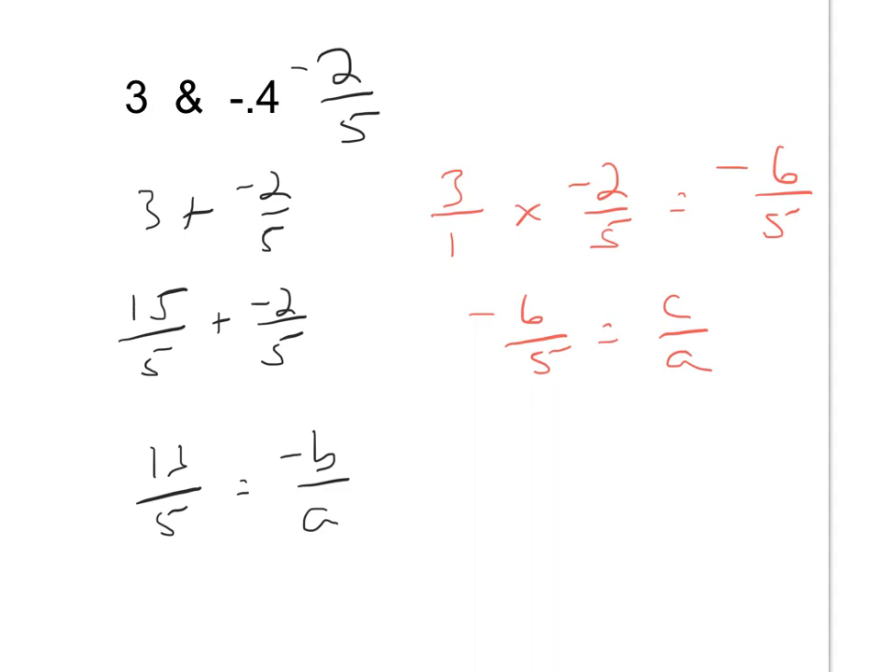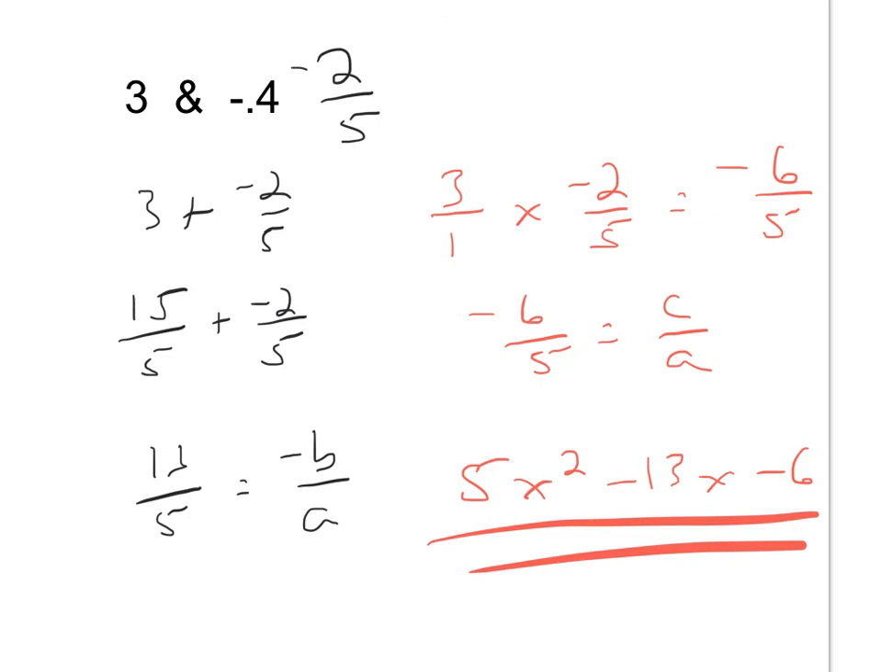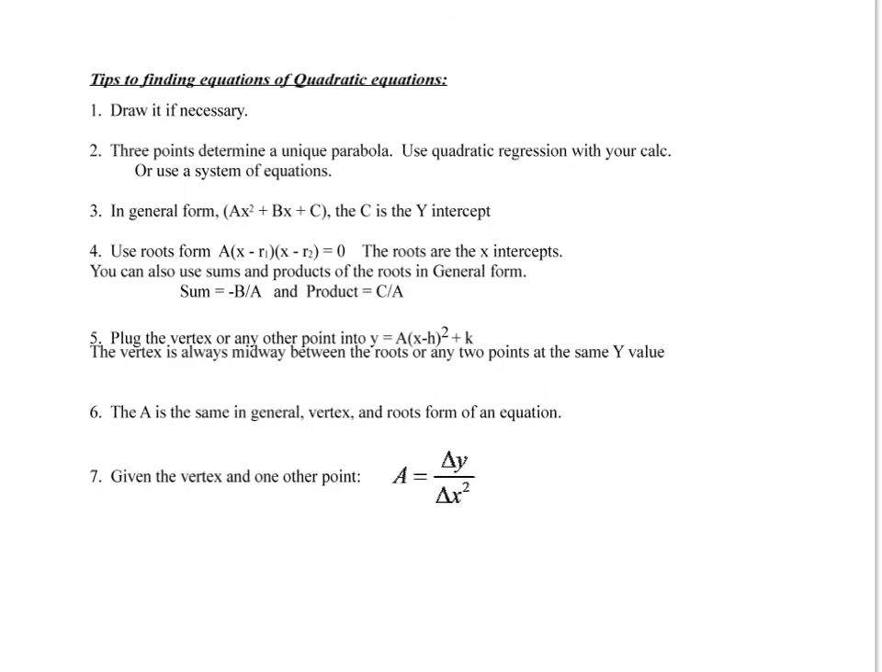So it looks like a is 5, so I have 5x squared. B is negative 13, and c is negative 6. There is my equation with roots of 3 and negative 2/5. Okay, we're going to try these things in class, but you can read this through for yourself. I believe it is in your note packet, and I shall see you soon.